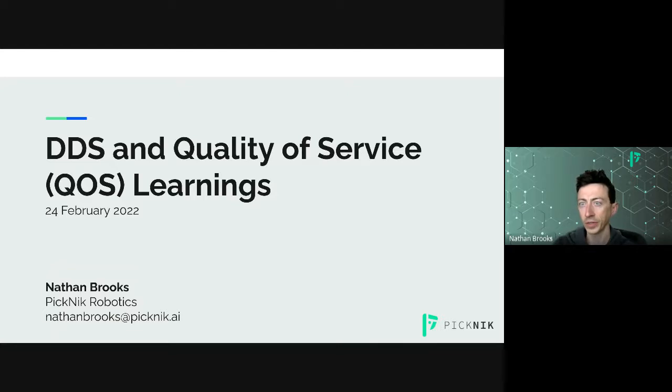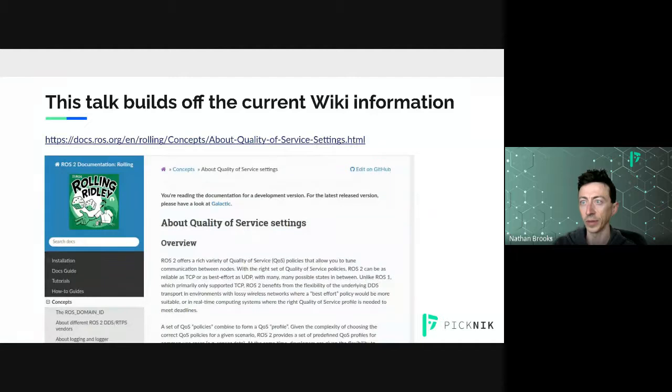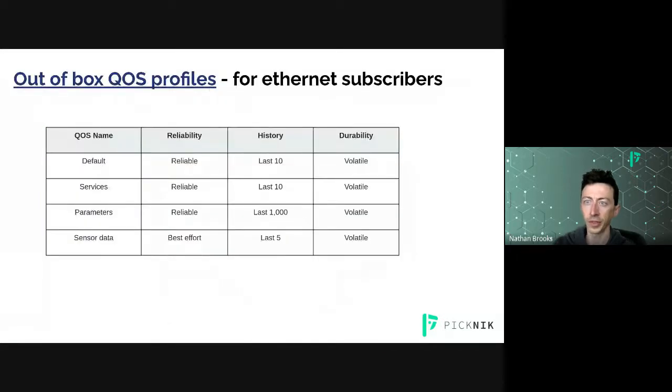If you haven't already, take a couple minutes to read the QoS settings page on ROS docs as a primer. Here I have a table of some of the QoS templates available in ROS 2. Note the default setting has reliable reliability and a history of 10.